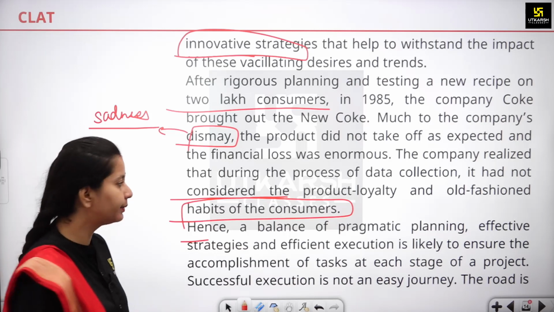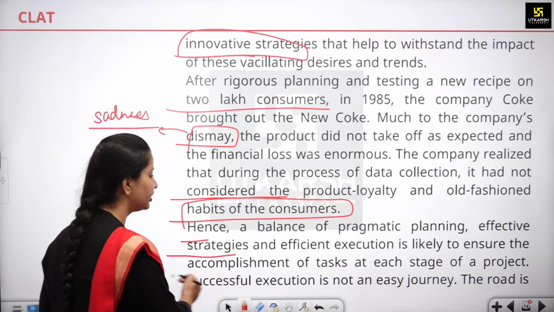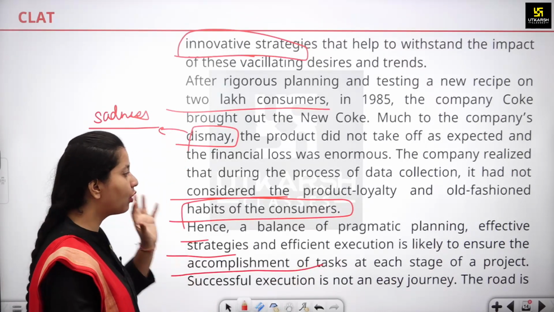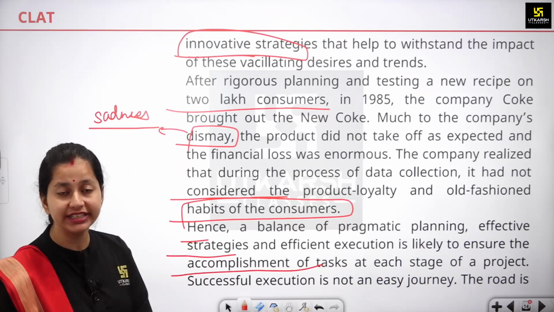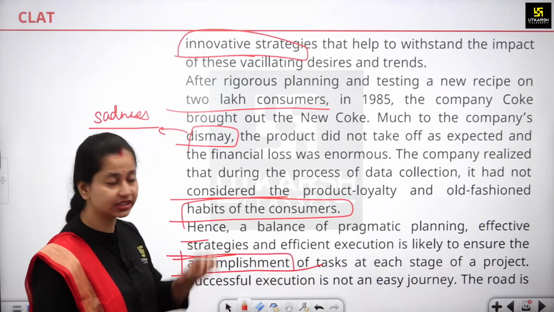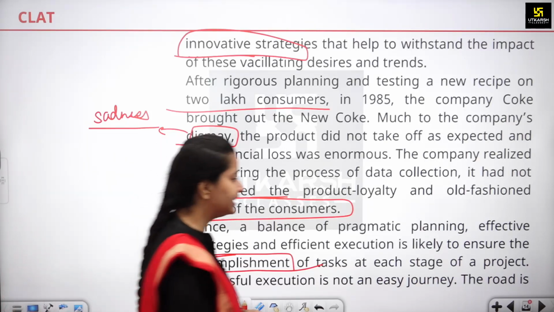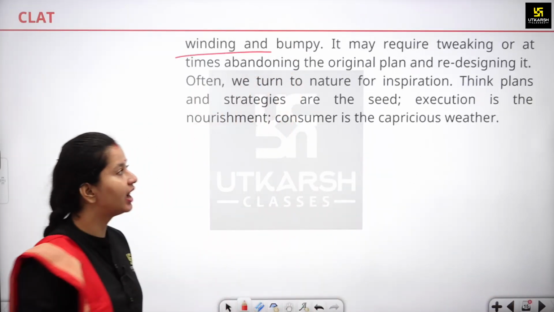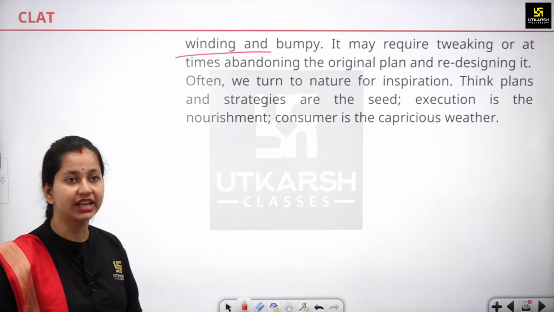Pragmatic means practical planning, effective strategy and efficient execution is likely to ensure the accomplishment of tasks at each stage of the project. It means all these three are important: planning, execution and strategies. All these three are important in order to accomplish the task in project, and successful execution is also not an easy journey. The road is winding and bumpy. It may require tweaking, or at other times abandoning the original plan and redesigning it.